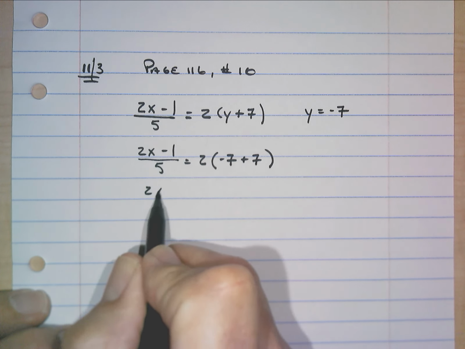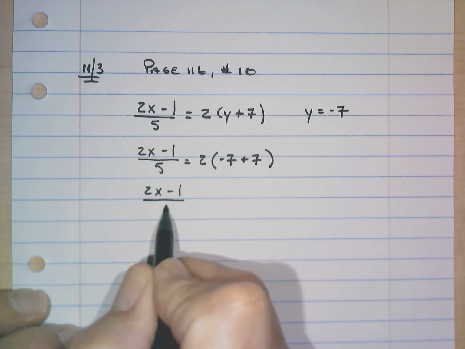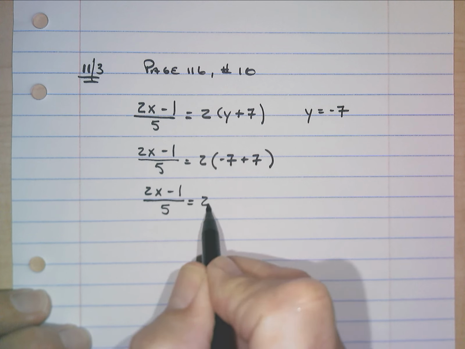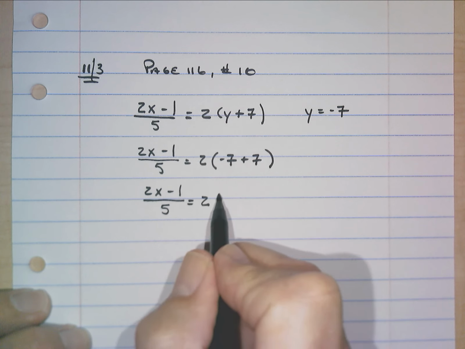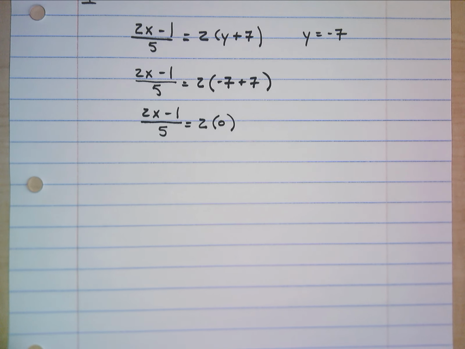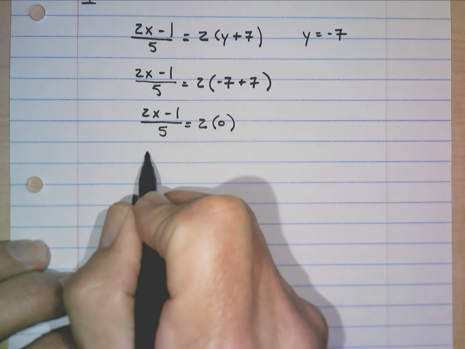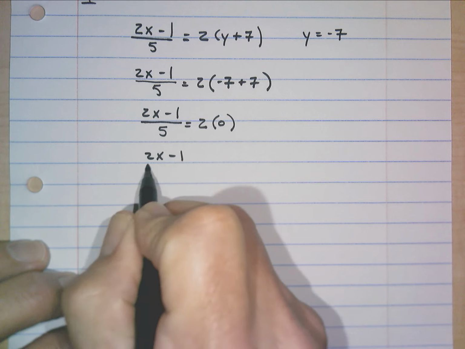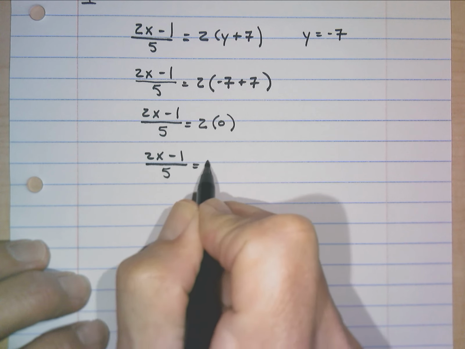So I'll rewrite the problem again. -7 plus 7, 0. And somebody, if you've got something different, please tell me. I'm going through this for the first time. I'll rewrite the problem. 2 times 0 is 0.